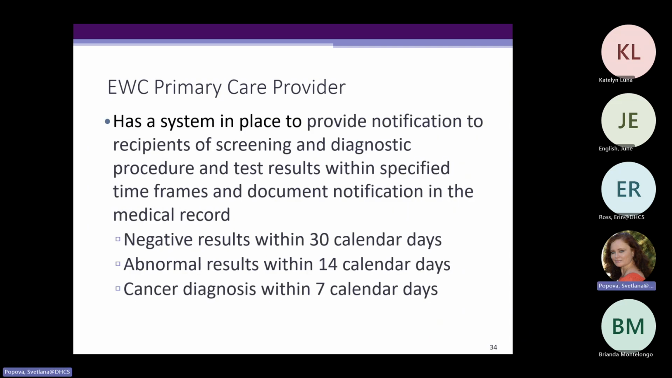Another important thing is that there is a system in place to provide notification to the recipients about the test results. We have timeliness standards for patient notification. All the negative results should be conveyed to the recipients within 30 calendar days. For abnormal results, they have 2 weeks, which is 14 calendar days. And a cancer diagnosis, patients should be informed about it right away, but no longer than 7 calendar days.